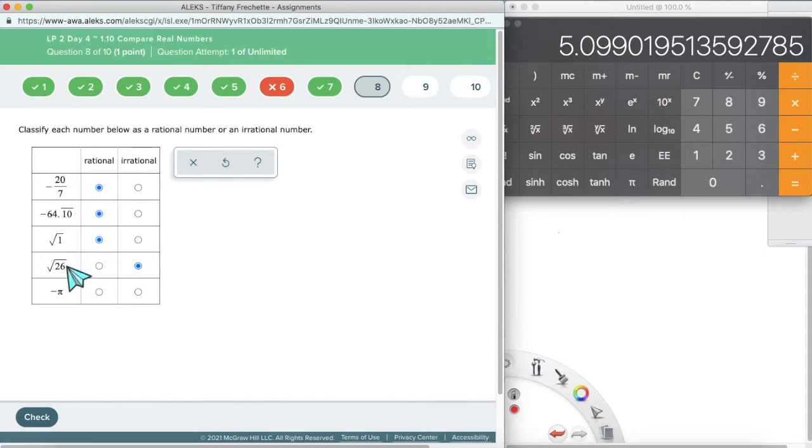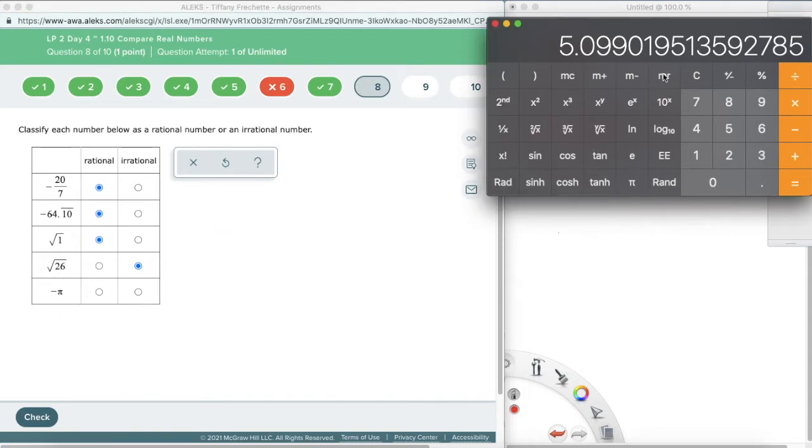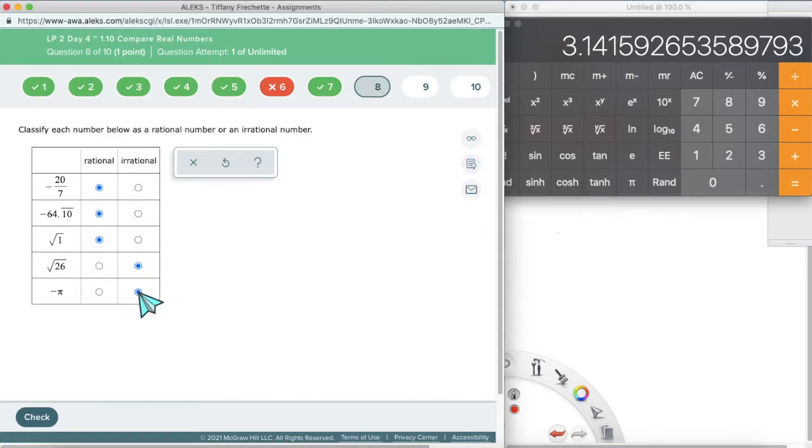And then pi, this is our kind of perfect example of an irrational number. So if I click pi, this number never stops. It goes on and on forever, and there is no repetition to it at all. So this would definitely be irrational. All right, a couple more of these guys.